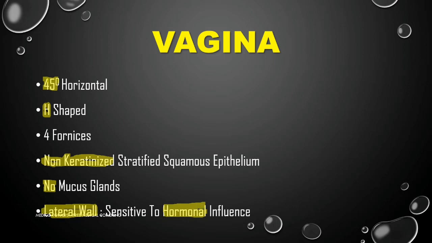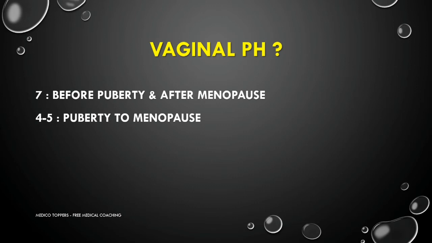Next comes an important MCQ. What is the vaginal pH? It varies from time to time. Before puberty and after menopause it is 7, and from puberty to menopause it is acidic, which means 4 to 5. Why is vaginal pH acidic from puberty to menopause? Because of Doderlein bacilli, which are gram-positive lactobacilli that produce lactic acid from glycogen, which is present in exfoliated cells. So pH is acidic from puberty to menopause.